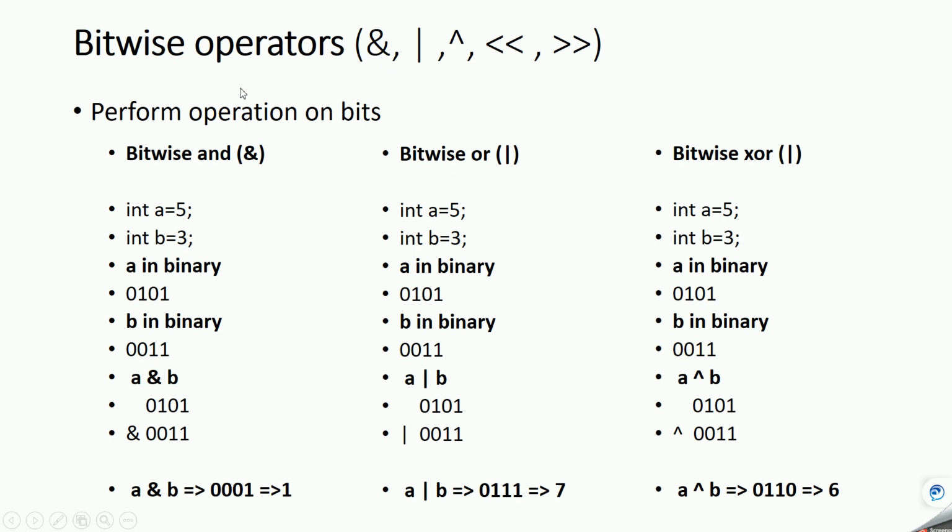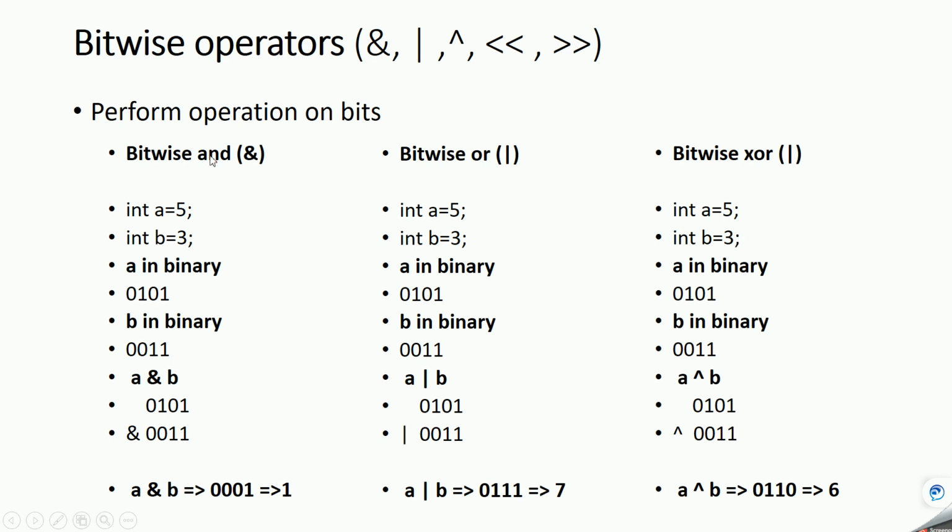So let's see how the different bitwise operators work. We have bitwise AND, bitwise OR, bitwise XOR, left shift, and right shift. Let's see how bitwise AND works. We have two numbers, a equal to 5 and b equal to 3, and if we write those two numbers in binary, a becomes 101 and b becomes 0011.